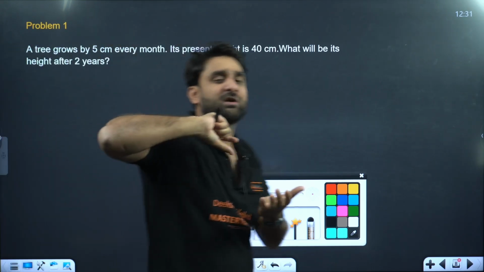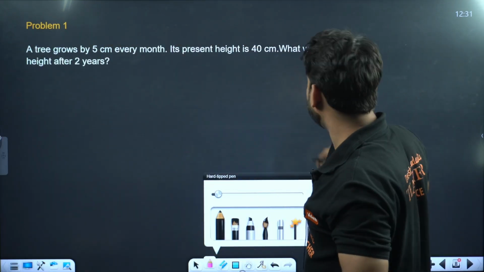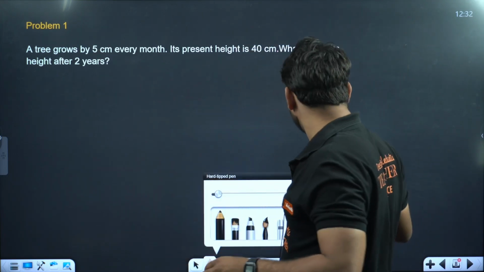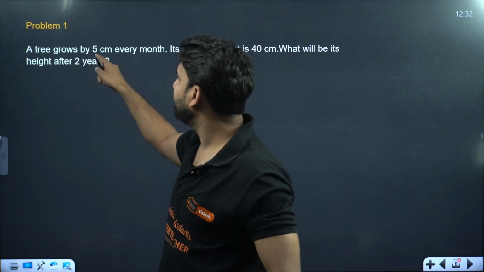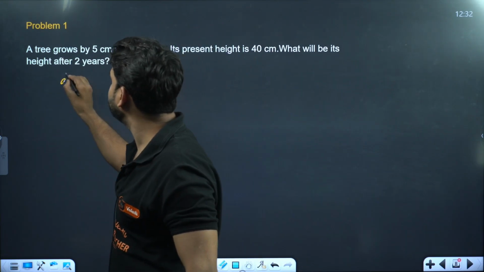It means the height of the tree is increasing by 5 centimeter every month. Its present height is 40 centimeter. What will be its height after 2 years? Very good. So the question is, a tree grows 5 centimeter every month. It means that d is equal to 5 centimeter.